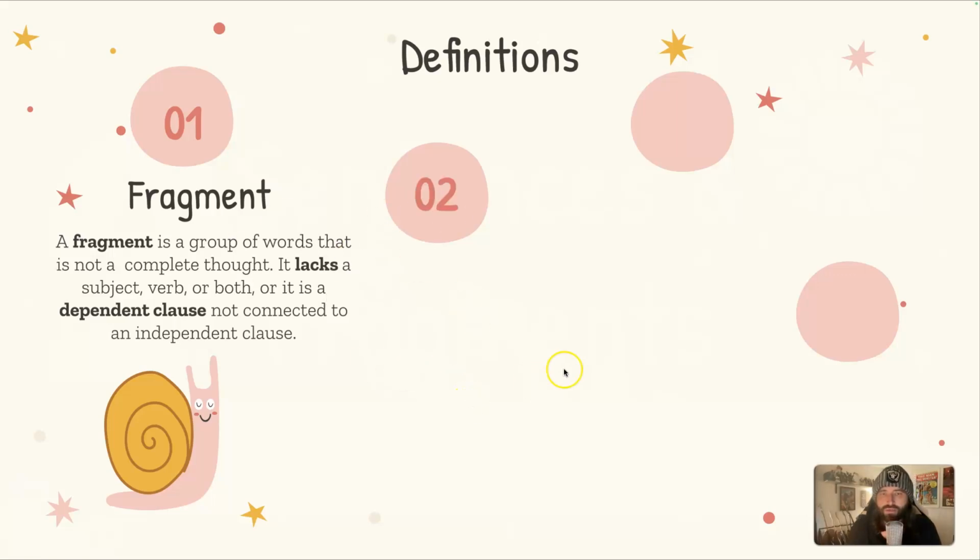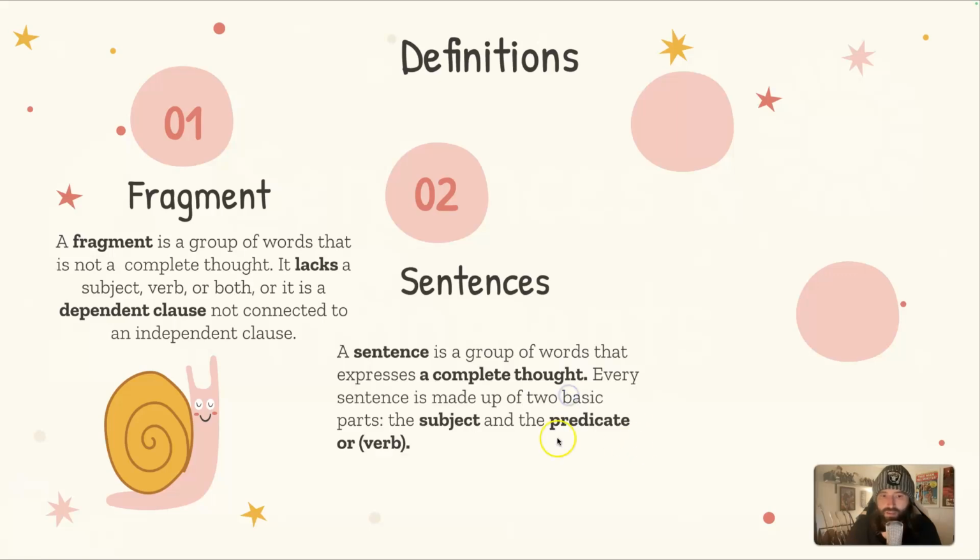Our second definition is a sentence. So what makes a sentence? A sentence is a group of words that expresses a complete thought. Every sentence is made up of two basic parts, the subject and the predicate. If it is missing either one of those, it is a fragment. Plain and simple, if it's missing either a subject or a predicate, a verb, it is no longer one complete thought and is a fragment. Now, there are other times where sentences become run-on sentences, but that's not this week. That's for a future week.